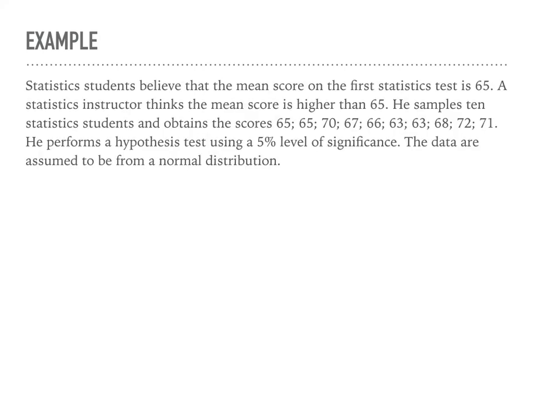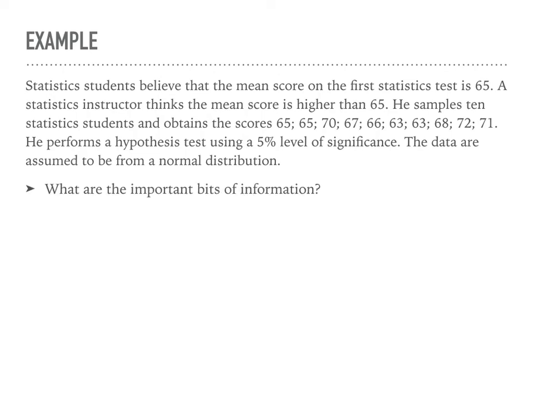Let's look at an example. Statistics students believe that the mean score on their first statistics exam is 65. A statistics instructor thinks the mean score is higher than 65. He samples 10 statistics students and obtains scores as follows. He performs a hypothesis test using a 5% level of significance. The data are assumed to be from a normal distribution.